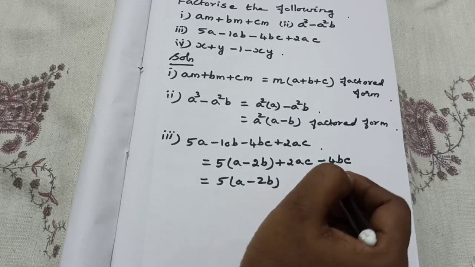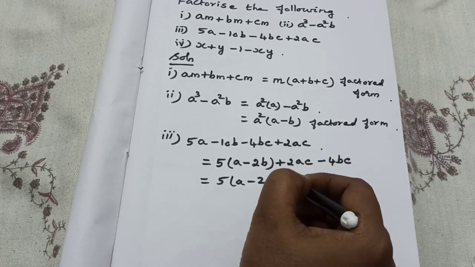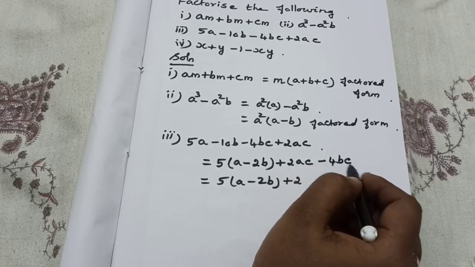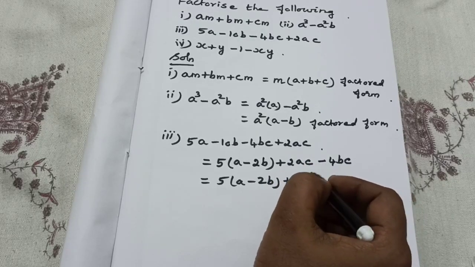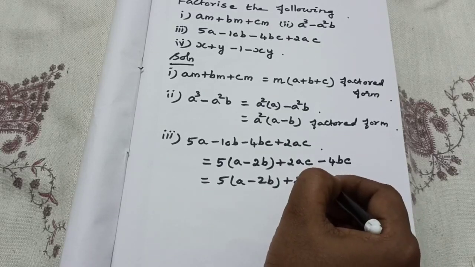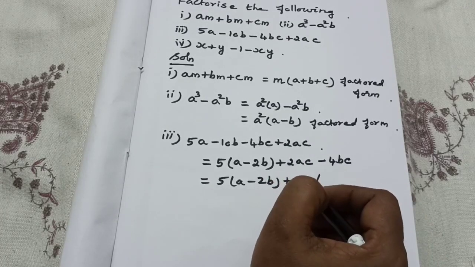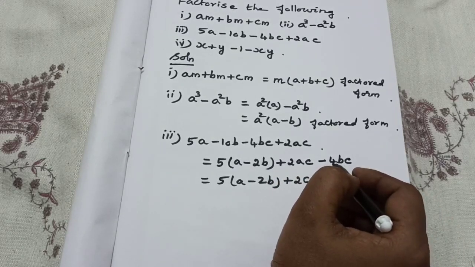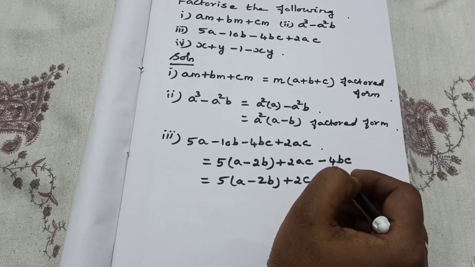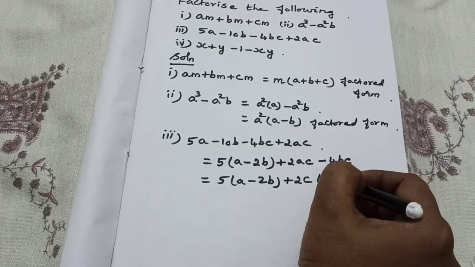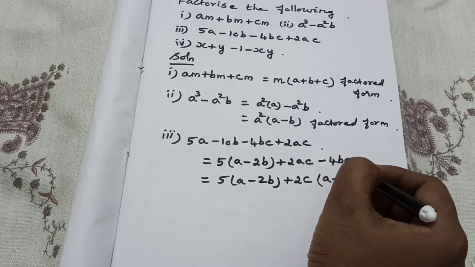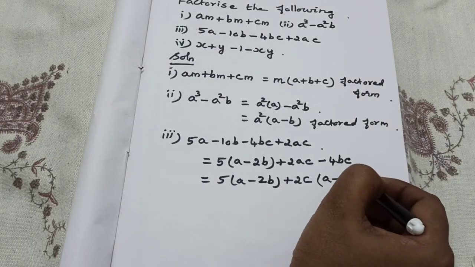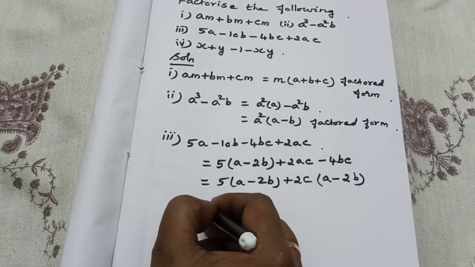Then 2 is common, so we take 2 outside. C is also in both terms, so C also we can take outside. Remaining, 2C we took outside, isn't it? Remaining A is there, write it. Then minus, 2 into 2 is 4, so 2C we took outside, remaining B is there.